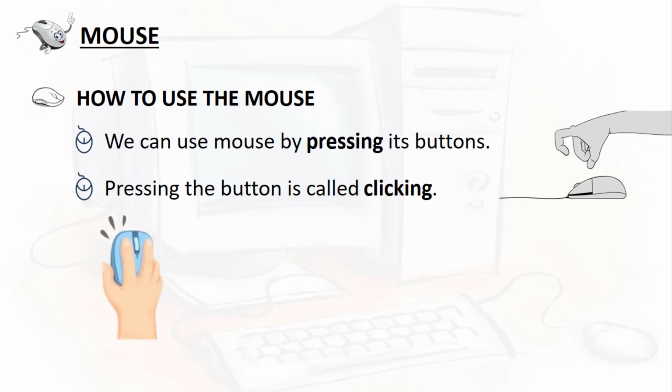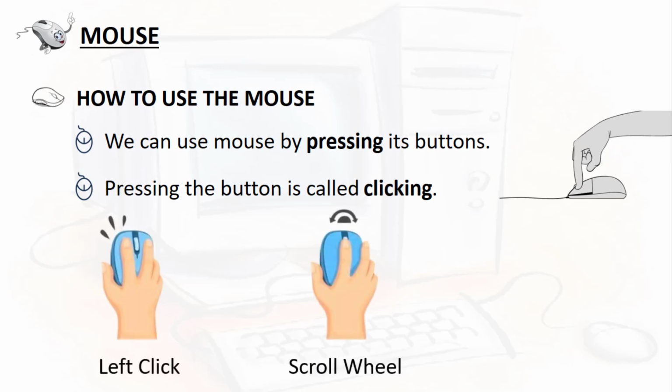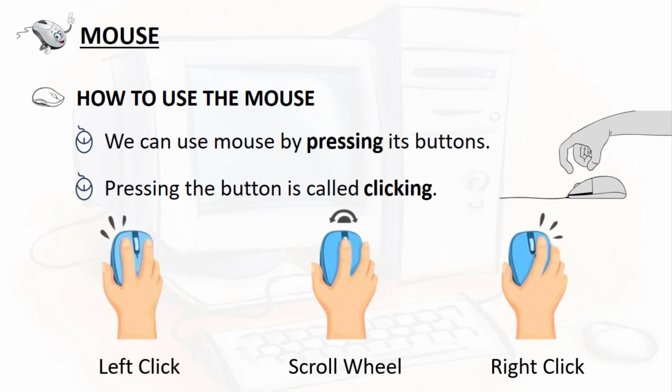There are three types of clicking available: left click, scroll wheel and right click. Whenever we press the left button, it is a left click. Whenever we press the right button, it is a right click. And whenever we press or roll the scroll wheel, it is known as a scroll wheel.